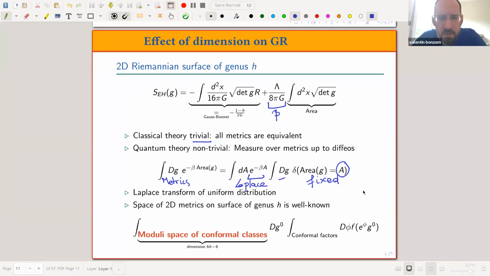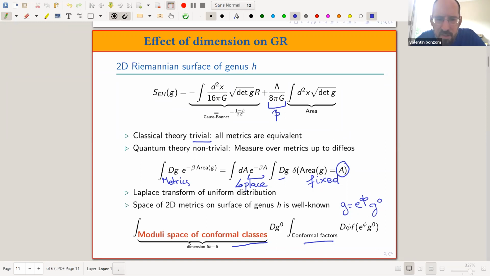So plus plus, because basically in that case we know a lot of things, and we know how to write the integral over metrics on the surface of genus h. It's well known after a lot of efforts from the mathematical community. You know that in fact you can decompose the space of metrics into first the set of conformal classes and the conformal factors. So basically you say that g is a conformal factor times g0, which represents some conformal class of metrics in 2D.